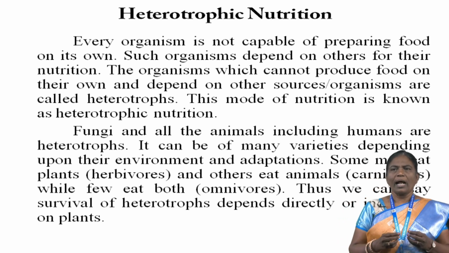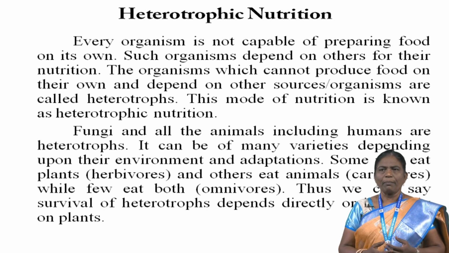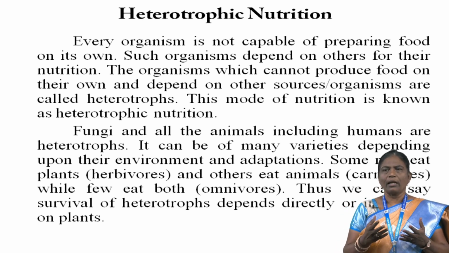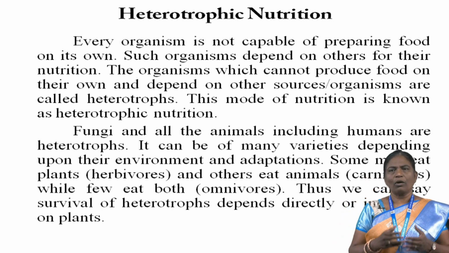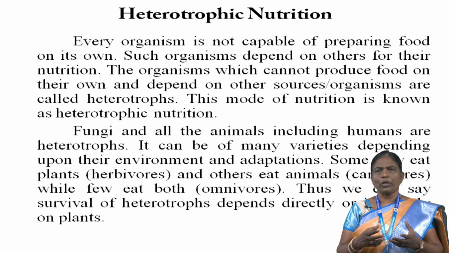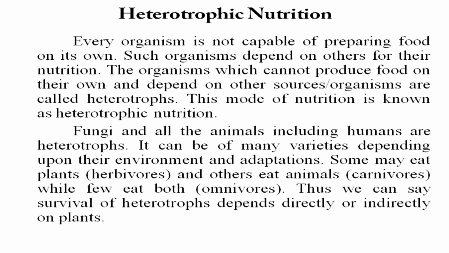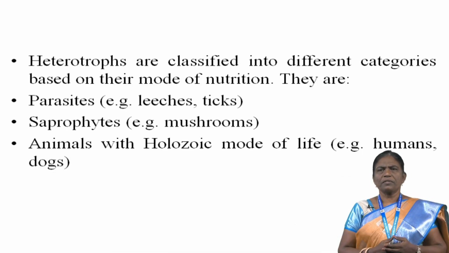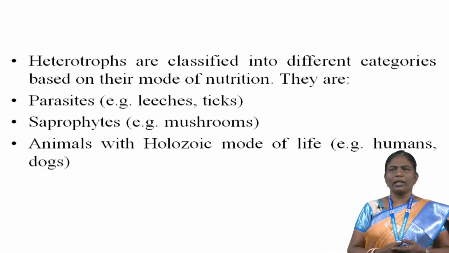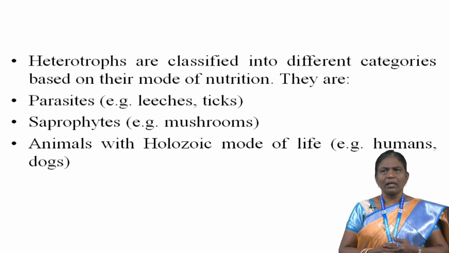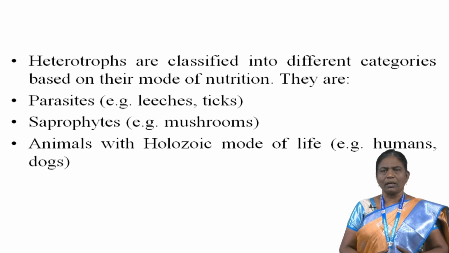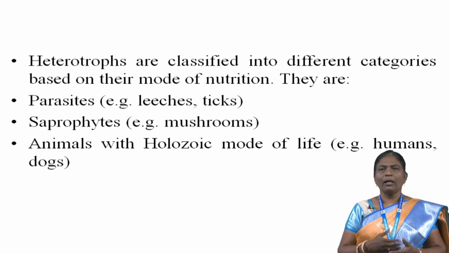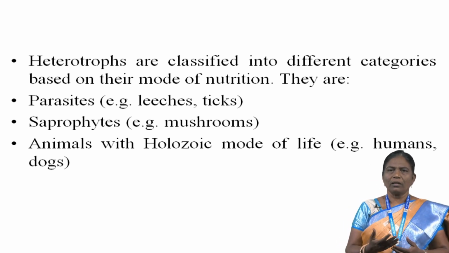Fungi and all the animals including humans are heterotrophs. It can be of many varieties depending upon their environment and adaptations. Some may eat plants, they are called herbivores, and others eat animals, they are called carnivores, while a few eat both, they are called omnivores. Thus, we can say survival of heterotrophs depends directly or indirectly on plants. Heterotrophs are classified into different categories based on their mode of nutrition. For example, parasites, example we can say leeches and ticks. Then saprophytes, example we can include mushrooms. Then animals with a holozoic mode of life, we can include humans and dogs.